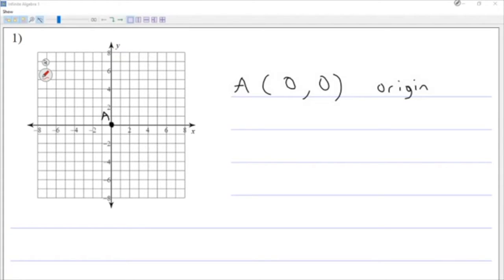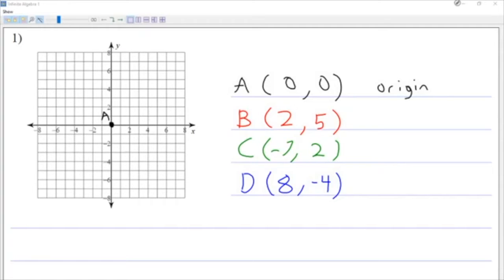Just a quick note, if there's a problem on these notes that I don't go through, I still want you to do them and try it on your own and check it with me when you turn in your notes, so that I can give feedback on a problem that you've practiced on your own before you go into the homework. And out of nowhere appear points B, C, and D, so I'd like you to pause this and try and put those on your graph.